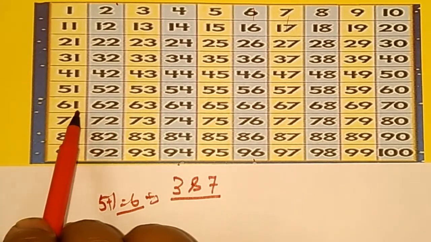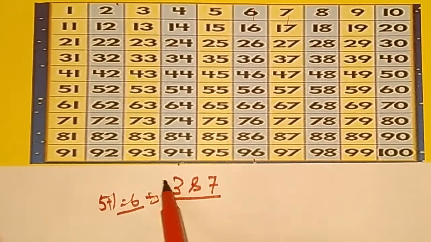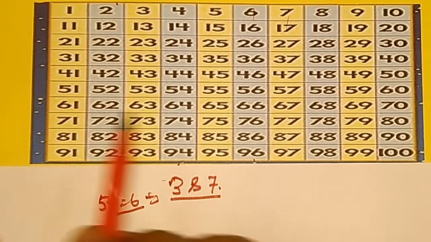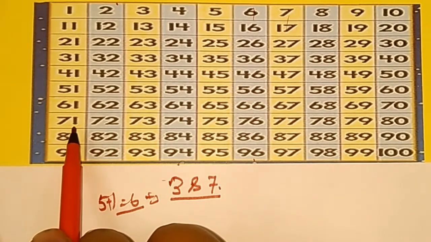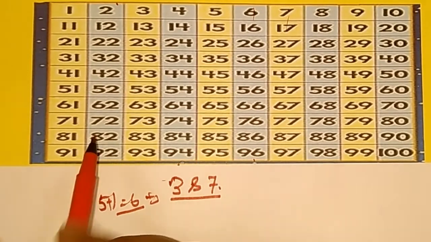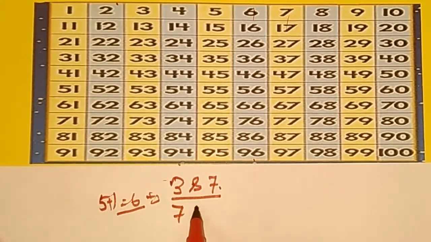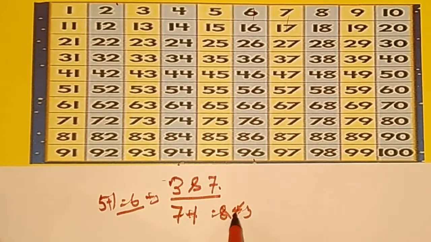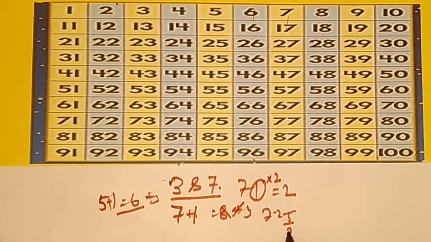61 is prime because it is not divisible by 3 or 7. 71 is prime because it is not divisible by 3 or 7. How to check 71? 7 plus 1 is 8, not divisible by 3. For 7, take the unit place 1, multiply by 2, and subtract: 7 minus 2 is equal to 5, it is not divisible by 7, so 71 is prime.